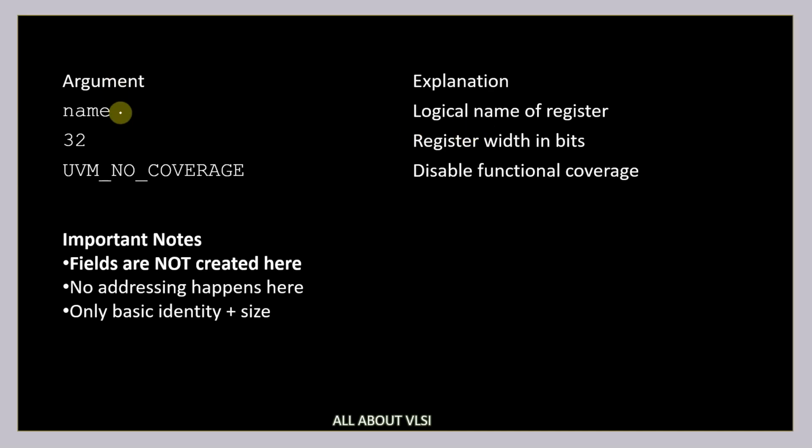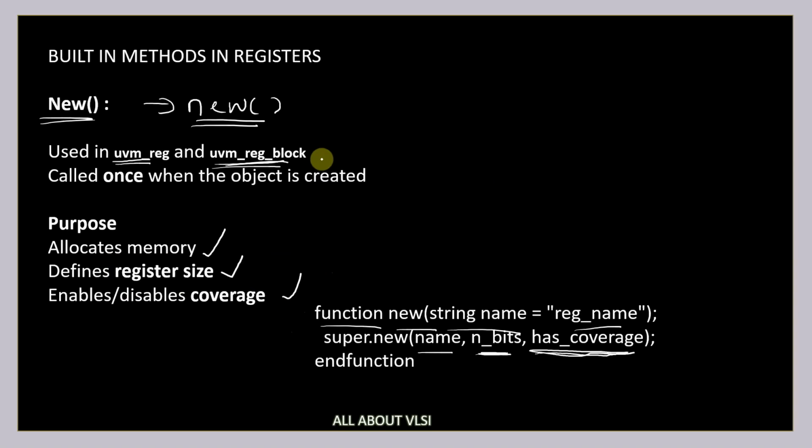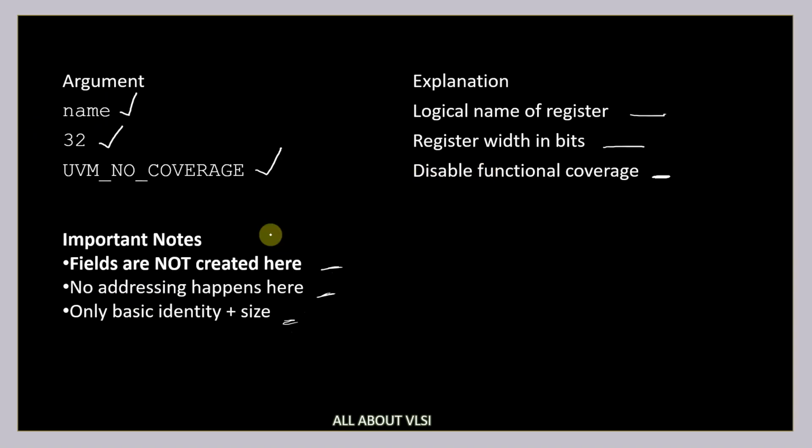And what are the arguments? We are going to have name, size, and coverage. We provide the logical name of the register, the register width, and disable or enable the functional coverage. Fields are not created and no addressing happens, only basic identity plus size. That's it. If we use this new method, we are just giving the name and the size, and enabling the functional coverage or not. We are not yet configuring our fields.